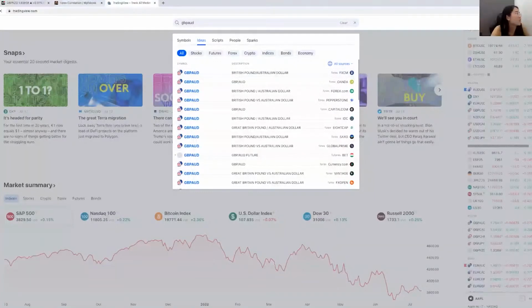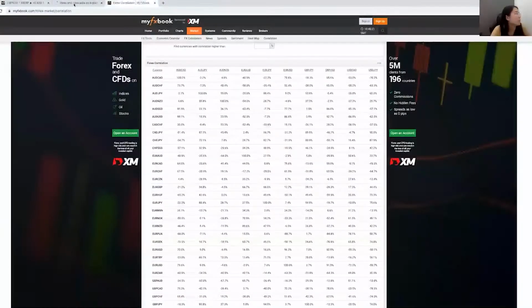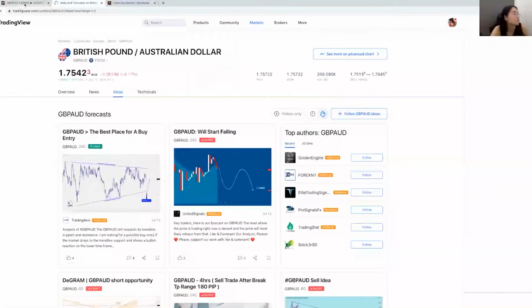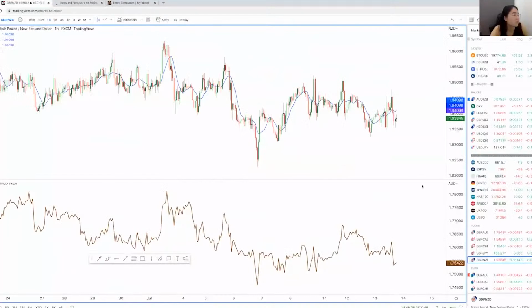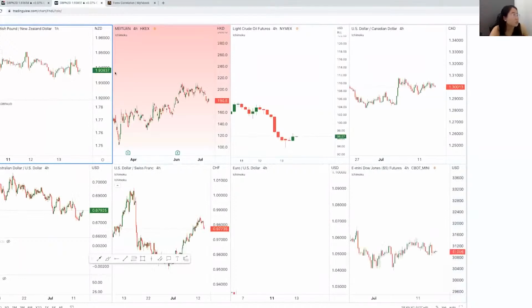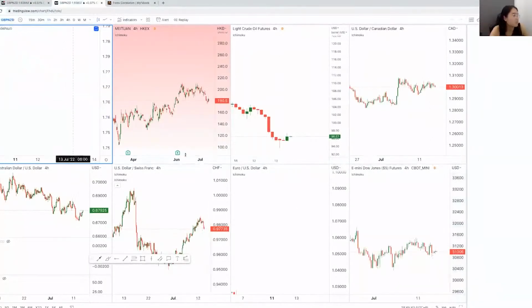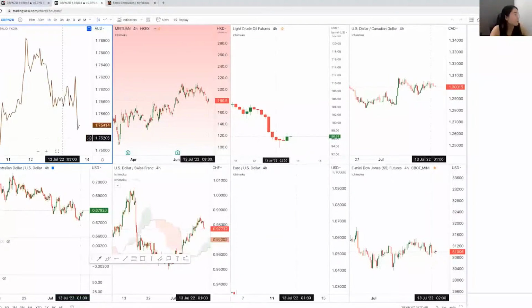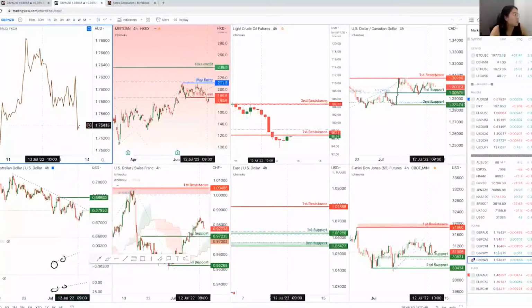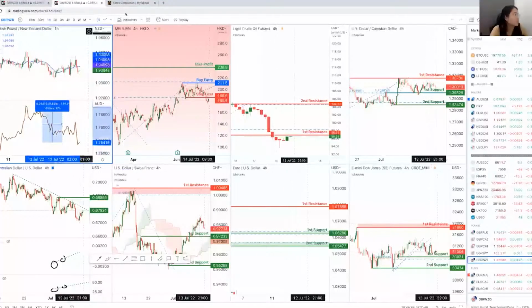So one of them is GBP NZD and the other one is GBP AUD. We're gonna go into charts. I'm gonna get rid of this since it's not helping. And we're gonna see how correlated this pair is to each other. The more correlated it is, the more we want to use it.